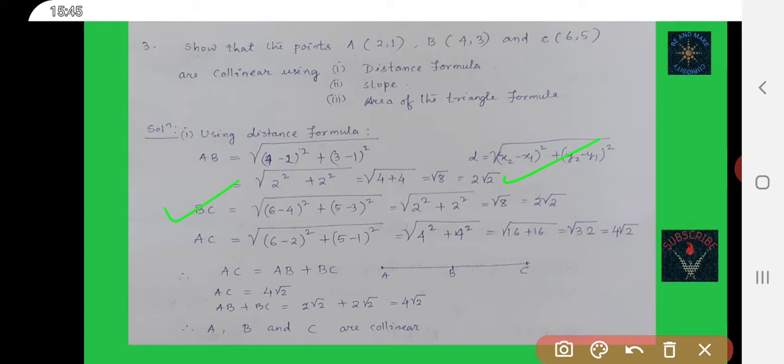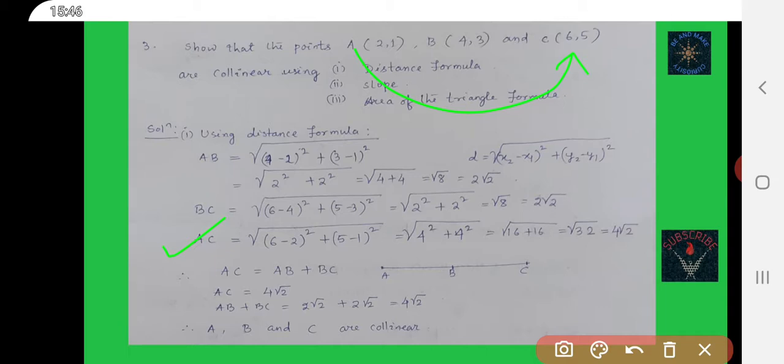Similarly, you find the distance between B and C, that is BC. It is 6 minus 4 whole square plus 5 minus 3 whole square. Then you get 2 square plus 2 square, root 8, that is equal to 2 root 2. Then you find AC, the distance between A and C.